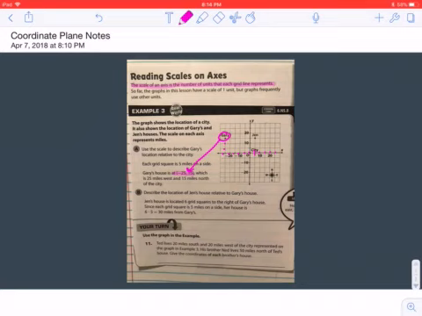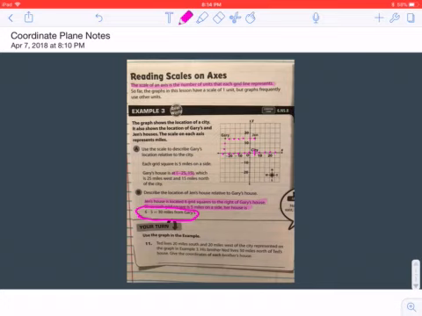Now, you need to describe the location of Jen's house relative to Gary's house. So basically, they want to know how far away Jen's house is from Gary's house. And since we're counting every 5, we would count by 5s. 5, 10, 15, 20, 25, 30. So 6 grid squares to the right of Gary's house. And then since each grid square is 5 miles on a side, you could do the math and say 6 times 5 equals 30 miles from Gary's house. We also, like we just did, counted by 5s as well.